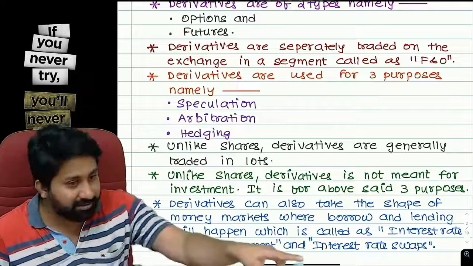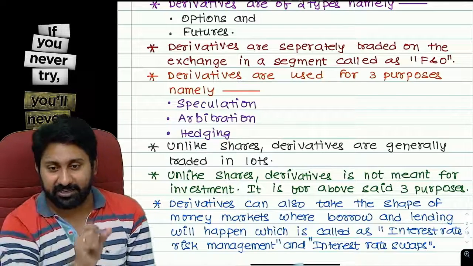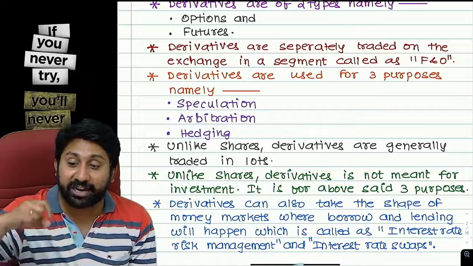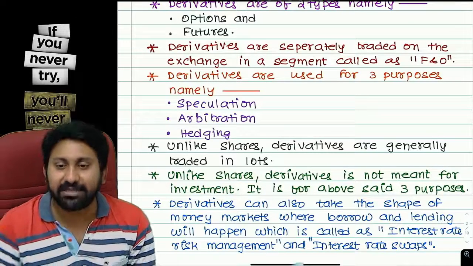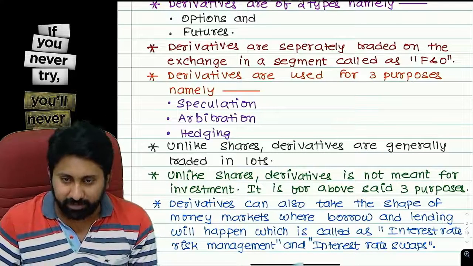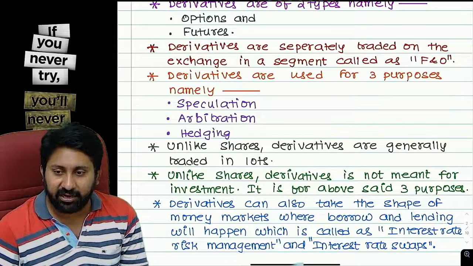That's why, if you see one of the latest problems, they use the words calculate the perfect hedge. When they do the binomial model, they will use the words calculate the perfect hedge, because an option is essentially a hedge instrument. Hedging means risk reduction strategy.